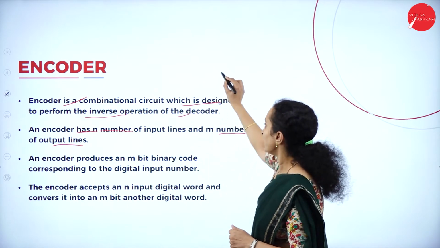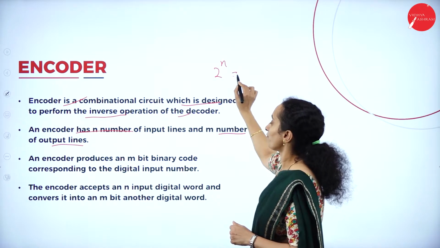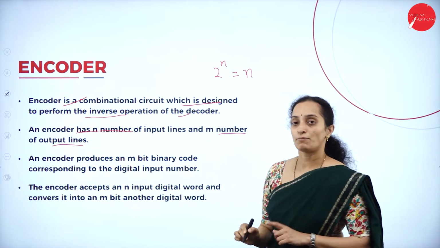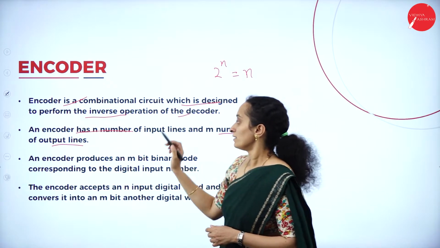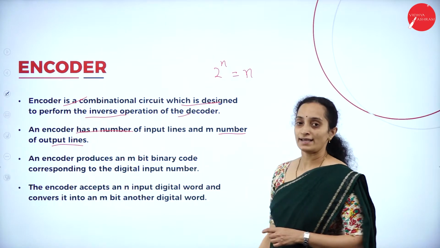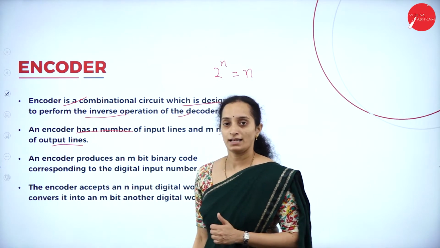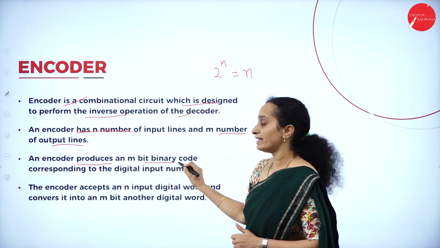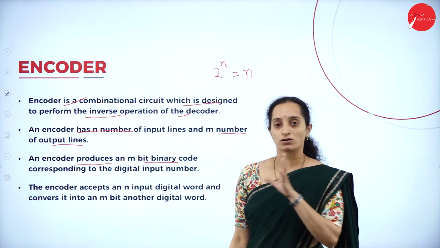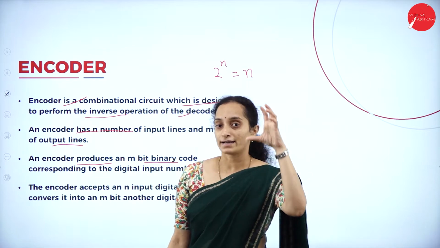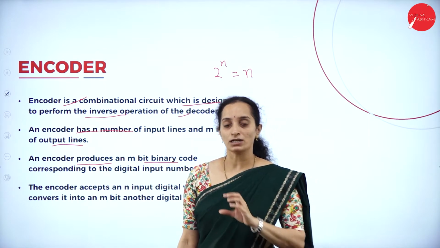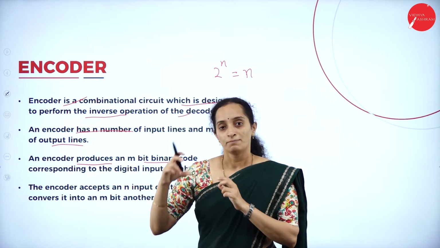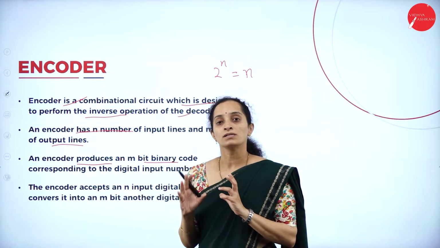If you have n and m, 2 to the power of n will be the number of inputs and n will be the number of outputs, or you can take it as n number of input lines and m number of output lines. An encoder usually produces an m-bit binary code from octal to binary, like from higher representation to the lower representation, or from high inputs to the minimal output. We can use the encoder.